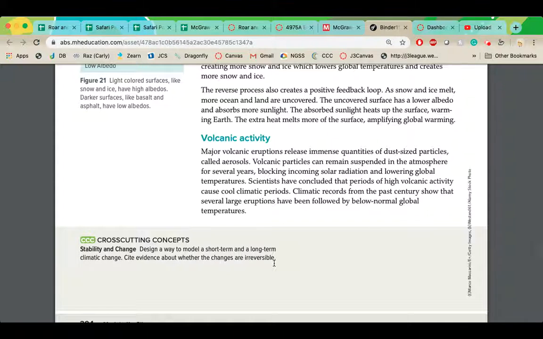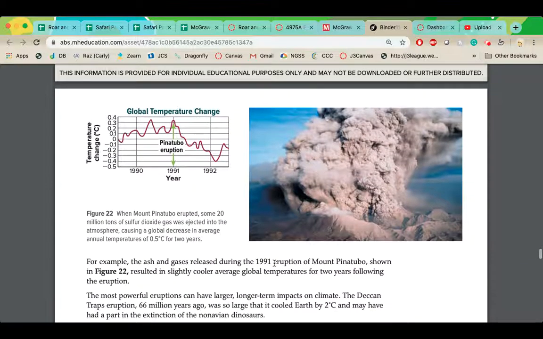Then there's also volcanic activity. So I'm going to go to this cool picture of Mount Pinatubo. When it erupted, basically volcanoes release large amounts of dust called aerosols into the air. And these are dust particles and they stay in the air and they block sunlight for a decent amount of time. So they actually found with Mount Pinatubo that they had cooler temperatures globally.